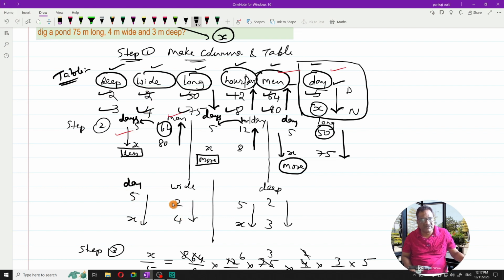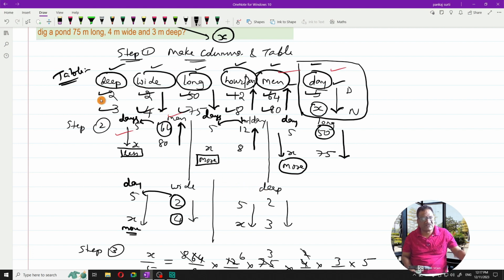Now ask the question: for a 2-meter wide hole, you require 5 days. For a 4-meter wide hole, how many days will you require? You will require more days. The answer will be more. So the arrow mark will be going from 2 to 4, from less to more. So here the arrow mark will be 2 to 4.